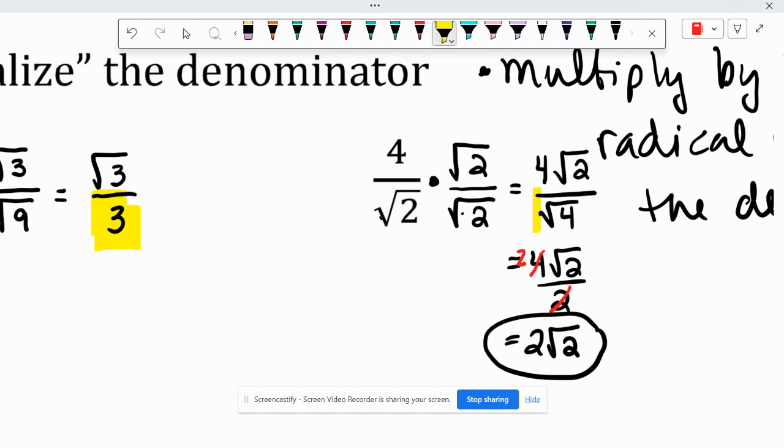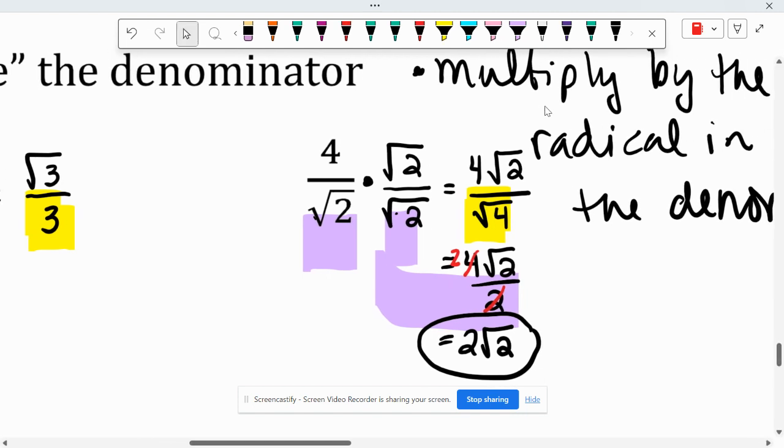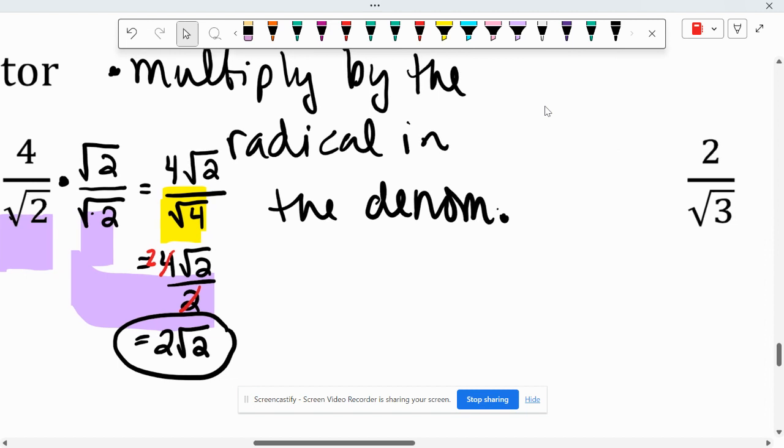You don't have to do this step right here. I want you to know that if you take the square root of 2 times the square root of 2, it's just going to equal 2. I want you to know that. Okay. Let's try the next one.